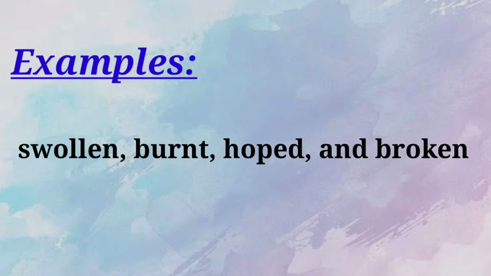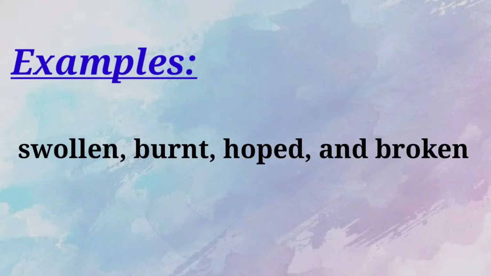And then look at the second example, burnt. What is the base form here? Yes, burn is the base form of the word and we have added t to form the past participle. And then hoped, which is the base form? Yes, hope is the base form and then we have added d to form the past participle. And then broken, which is the base form here? Broke? No, it is break. Break is the present tense and broke is the past tense of the word break. And then broken is the past participle. We have added n to the past tense of the verb break.